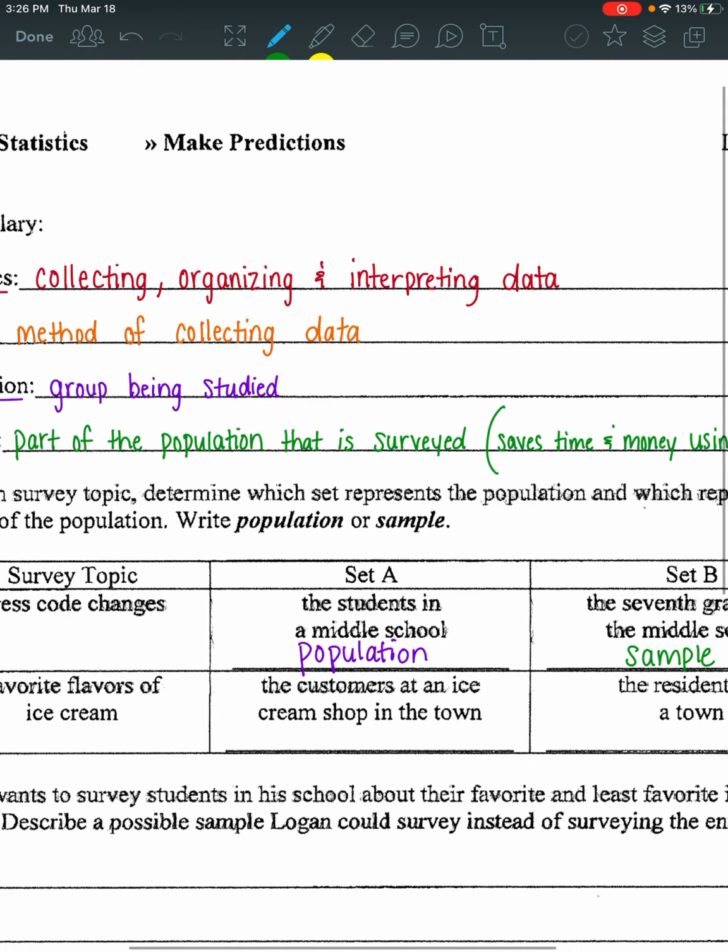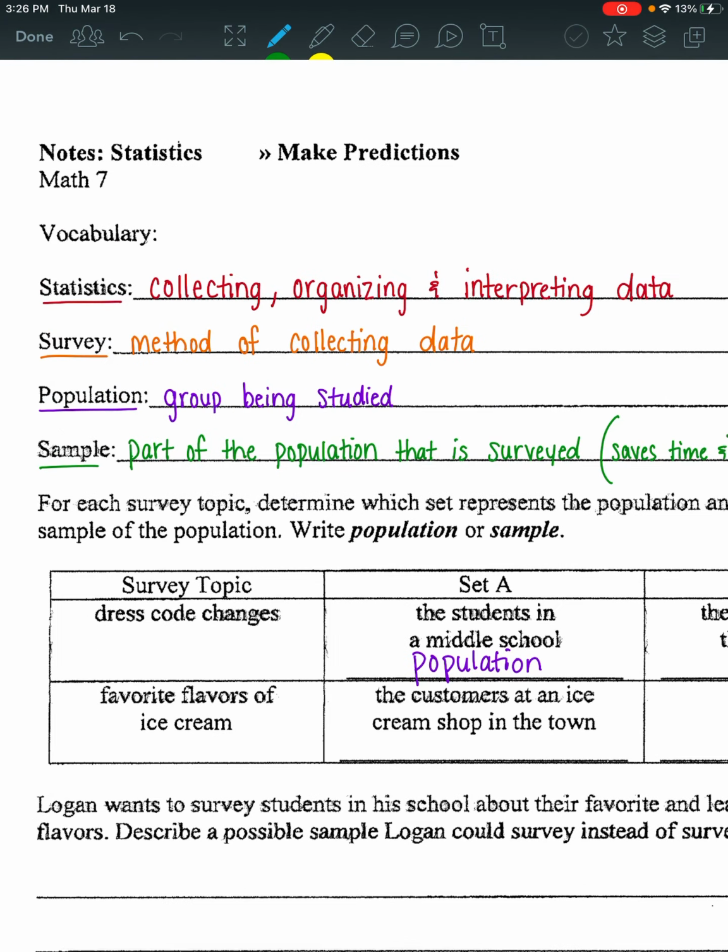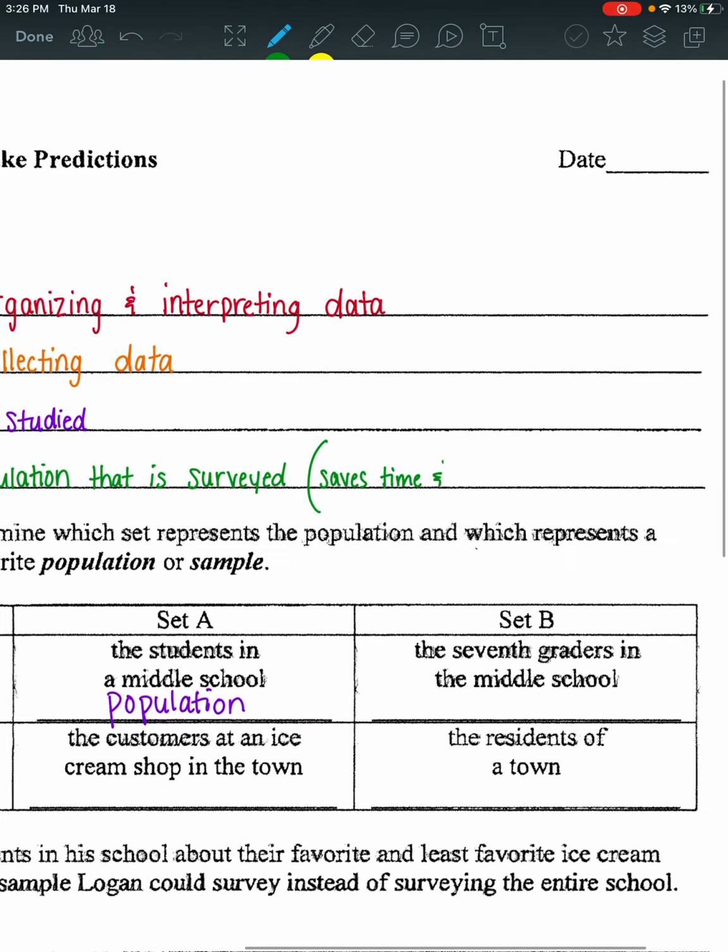Okay, so try this next one on your own. We have favorite flavors of ice cream. So we'd go around, survey people, hey, what's your favorite flavor of ice cream? So think about that. We've got two groups of people here, the customers at an ice cream shop in the town, and then the residents of the town. So think of which one's bigger, that's your population, and then the ones that are being surveyed, just a portion of the population, that's our sample.